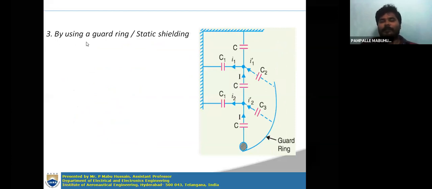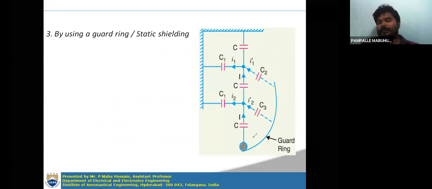Now let us go for the third method. The third method for improving the string efficiency is by using a guard ring, which can also be called static shielding. Here in this method we are going to use a guard ring. A guard ring is a conductor which is connected to the live conductor. You observe in the diagram.